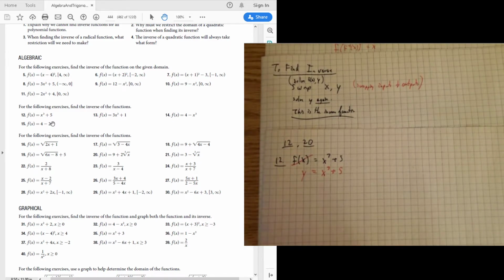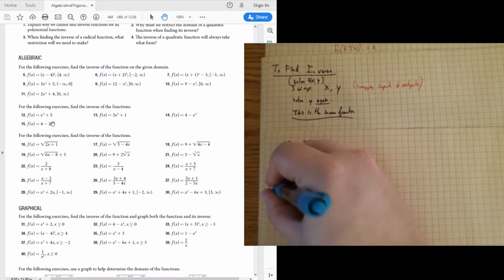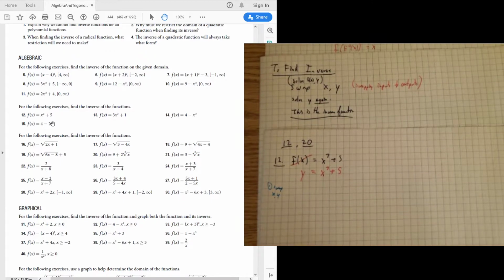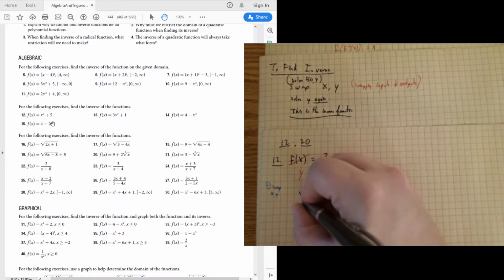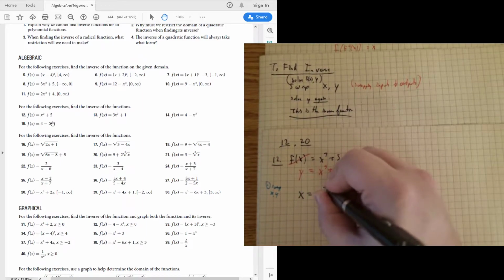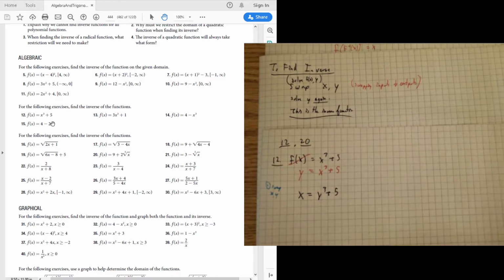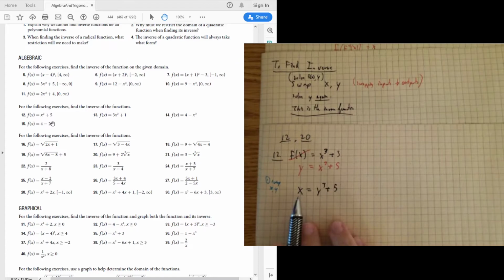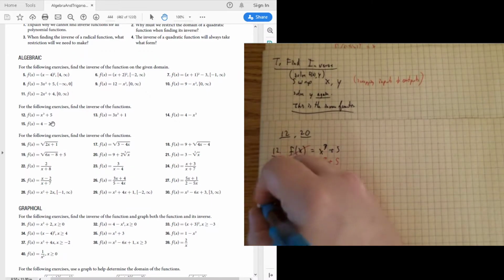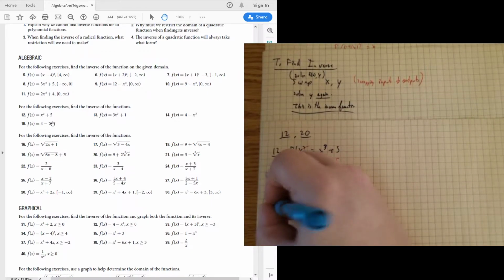Okay, so step one. What is the first thing we're going to do? We're going to swap x and y. I mean, everywhere there's an x, we're going to replace it with y. Everywhere there's a y, we're going to replace it with x. So this becomes x equals y cubed plus 5. So notice it's the same function that we started with, but everywhere there used to be an x is now a y. Everywhere there used to be a y is now an x. And now, step 2, once we swap them, we're going to solve for y.